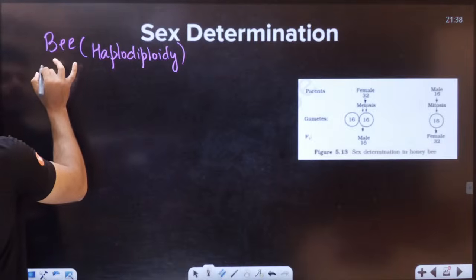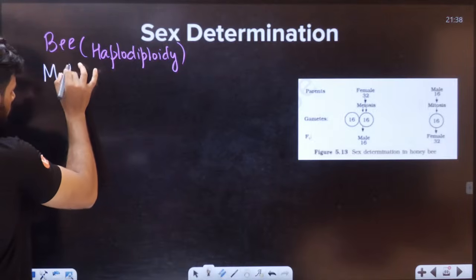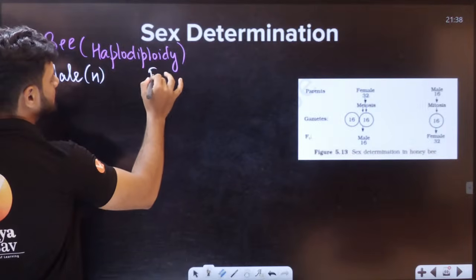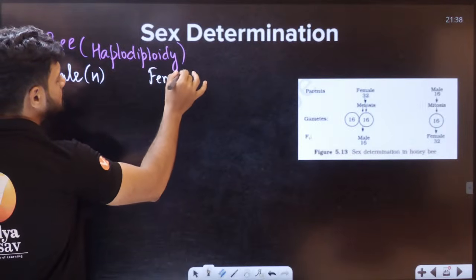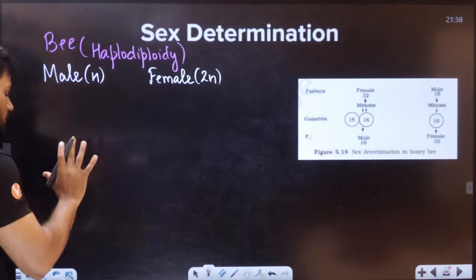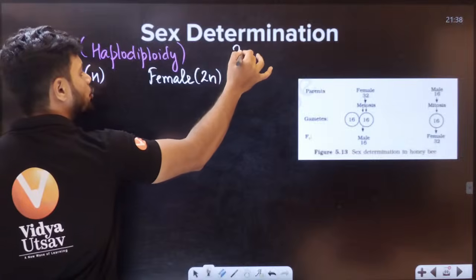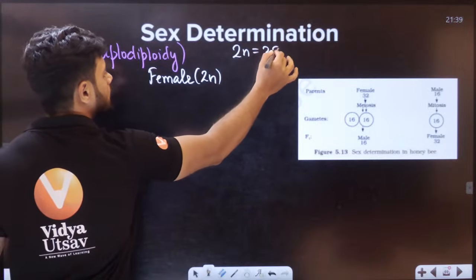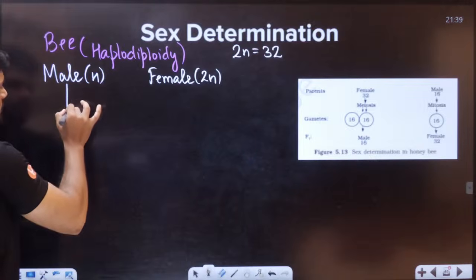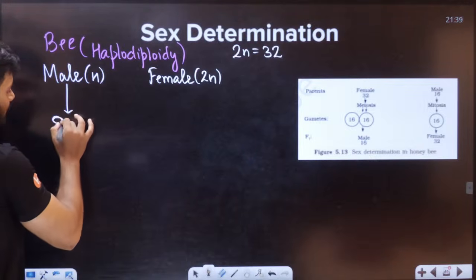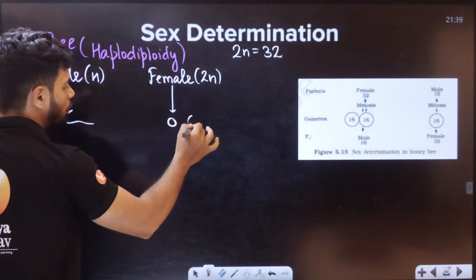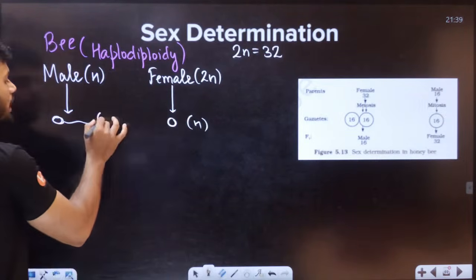Now, let's say I have male here. Male is always haploid here. And we have female here. Female is always diploid, students. Remember here 2n is equal to 32. So here we have 16 and we have 32 chromosomes. Now, male will produce, let's say, the sperm, the gamete, and the female will produce the egg here. Now, this is also haploid, students.